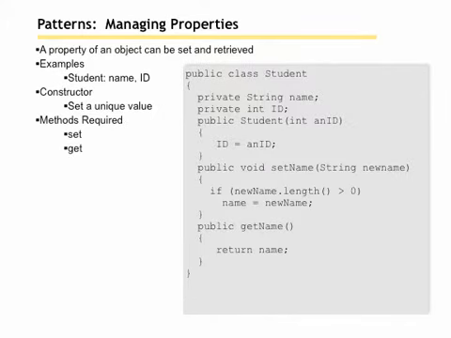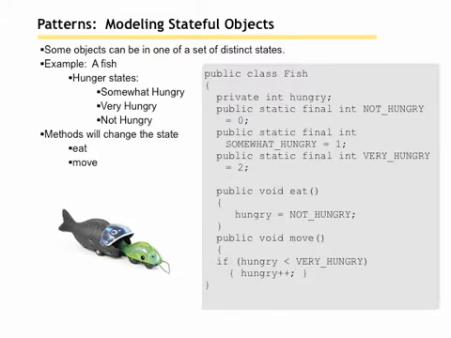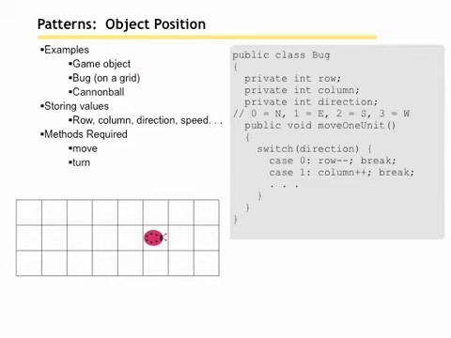We can also manage properties such as student name and ID. We need a constructor to set it to a unique value, and then the ability to get and set that property. We can also manage states such as somewhat hungry, very hungry, not hungry for a fish. The fish could eat or move. And finally, a position in a game board, such as a bug on a grid, or storing values, a row, a column, a direction, or a speed.